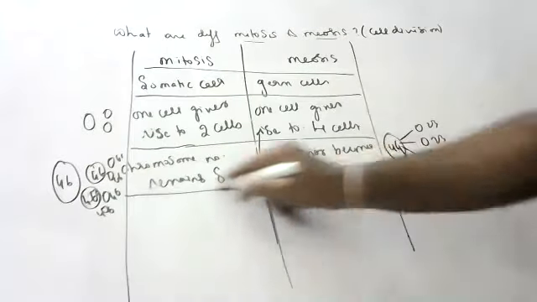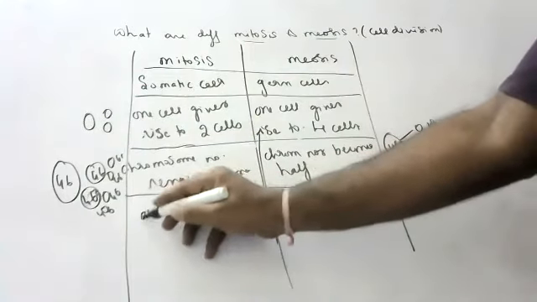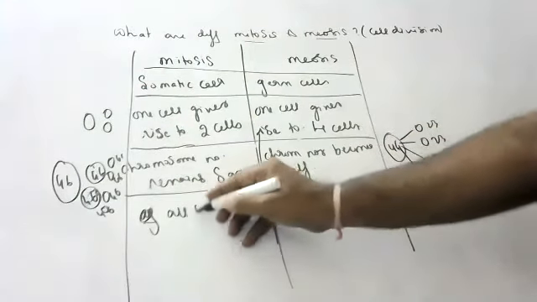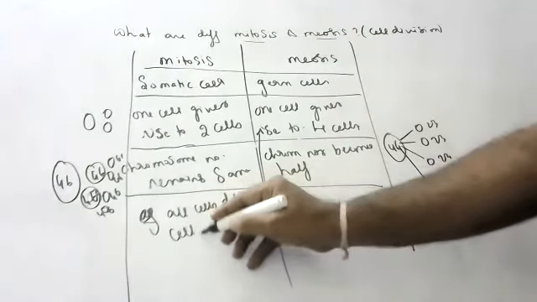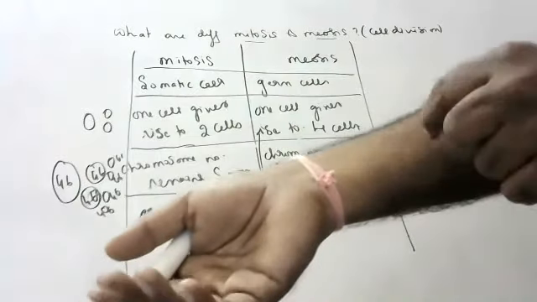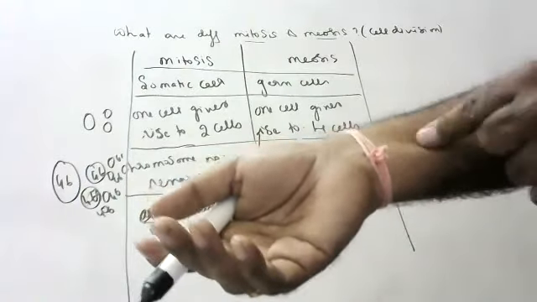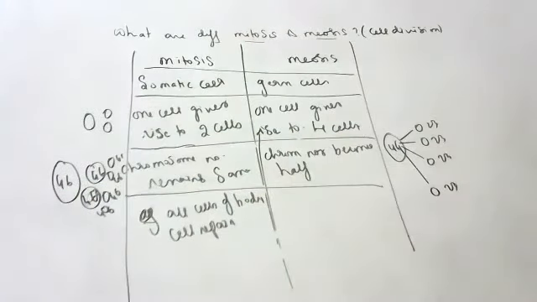Mitosis occurs in all the somatic cells, all cells of the body. In fact, it is used for cell repair. Suppose you got hurt, you got injured, and the skin is torn. After some days, new skin will come. The new skin comes because the cells divide by mitosis.